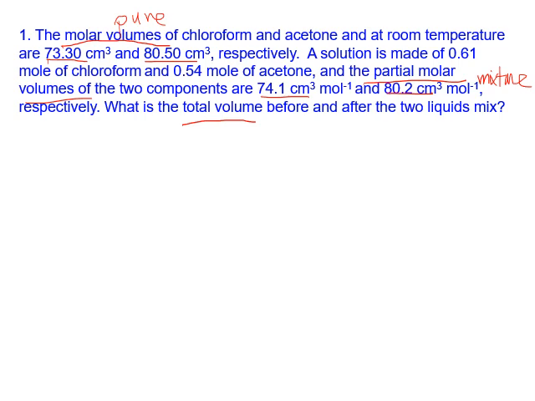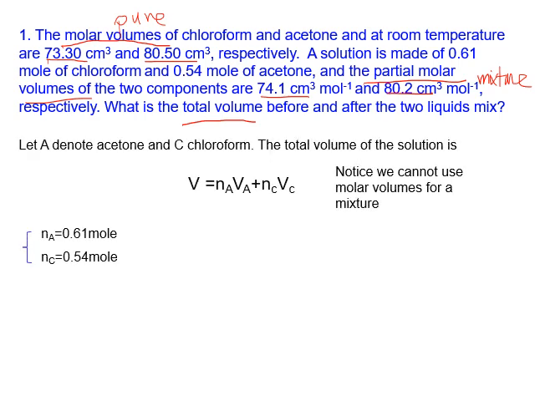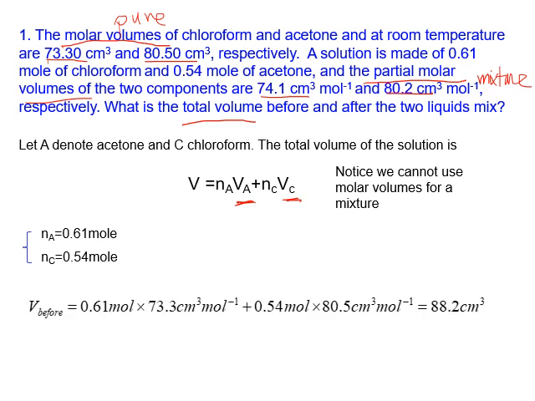The total volume is calculated by this equation. If it's a pure substance, here is the molar volume. If it's a mixture, then this will be the partial molar volume. Before mixing, they are pure substances, and therefore you use molar volume of chloroform times number of moles of chloroform, plus molar volume of acetone times number of moles of acetone, and this gives you the total volume of the two pure substances, and this is before mixing.